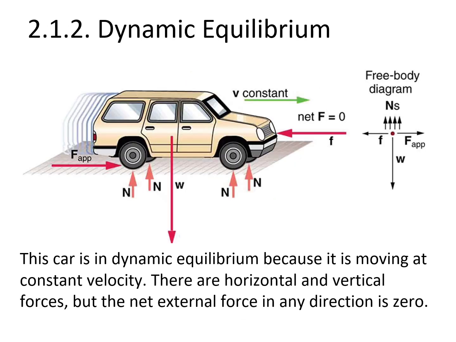This car is in dynamic equilibrium because it's moving with constant velocity. Constant velocity means the speed and direction are not changing, so acceleration is zero. Therefore, the net external force must be zero. Horizontally, the applied driving force is balanced by resistive forces such as friction or air resistance. Vertically, the normal forces from the road balance the car's weight.